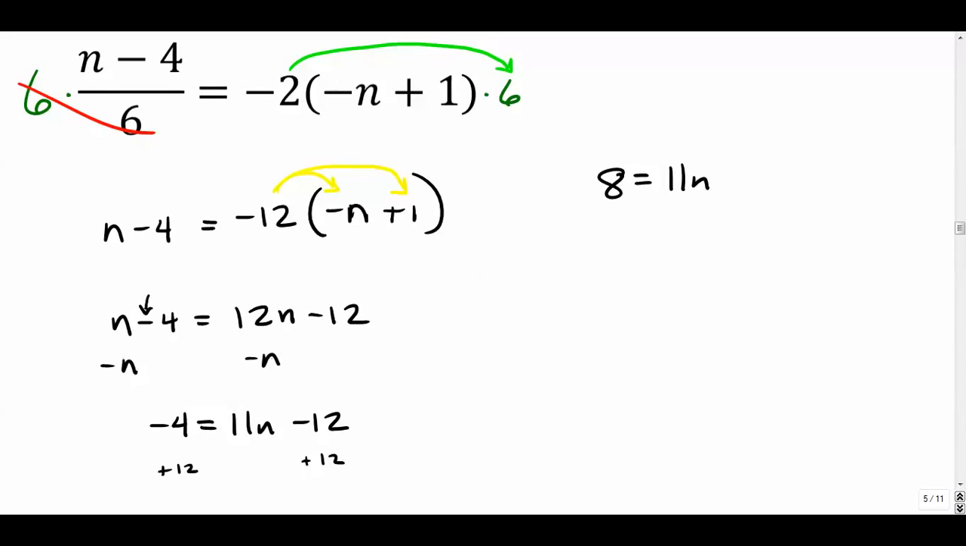And divide. Answer is 8 over 11. Nothing really fancy about that answer, but fractions are totally fine. Moving on.